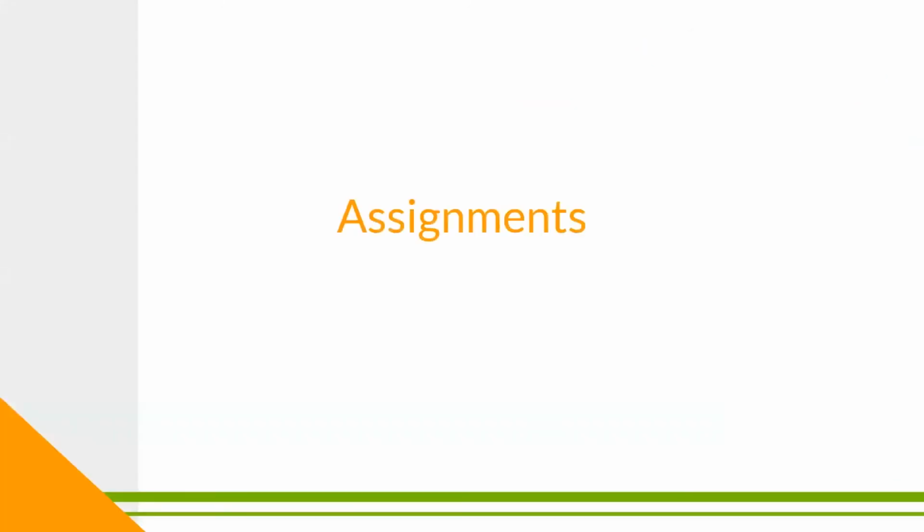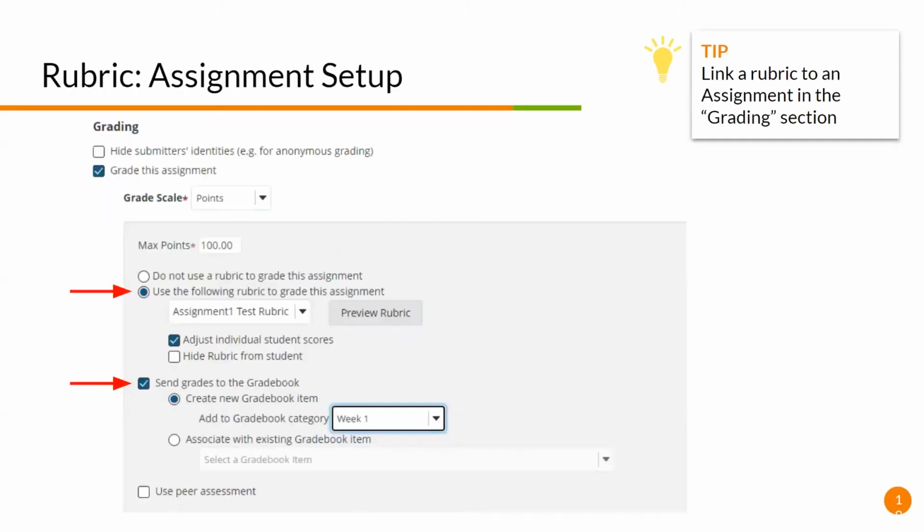So let's see how you would attach a rubric to an assignment. We're going to take a look at assignments now. When you're setting up an assignment, under the grading option, that is where you would be linking your rubric. It's just showing you that particular point on the assignment setup at the moment. You will see a radio button there that says use the following rubric to grade this assignment. So just by that statement, you can see that you first create your rubric, and then you attach the rubric to the actual item.